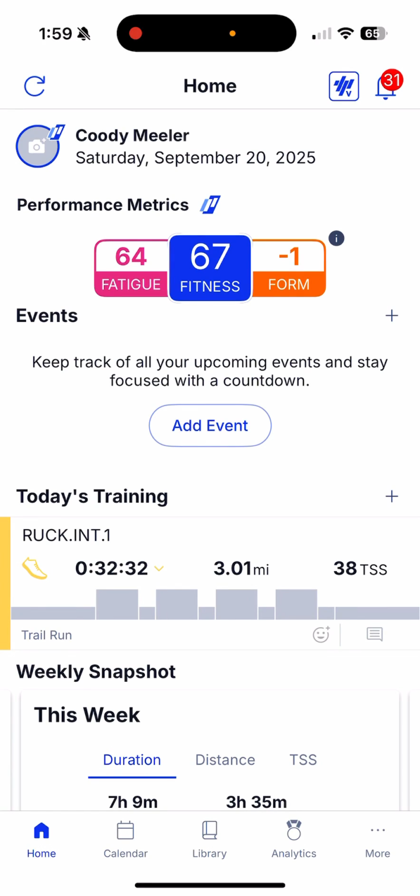So today we're going to talk about some of the metrics within TrainingPeaks, but before we do that, I want to give a brief overview of the underlying mechanics and physiology behind these metrics.